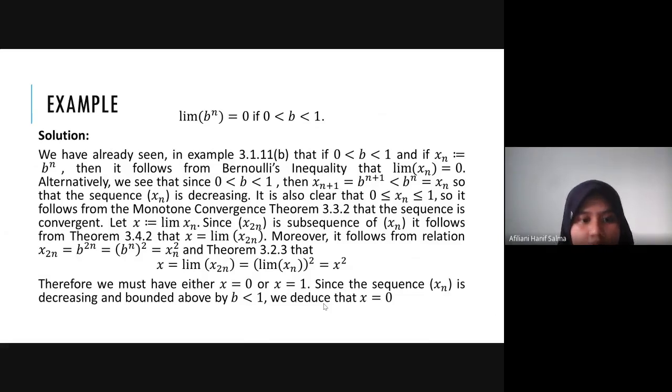Therefore, we must have either x = 0 or x = 1. Since the sequence x_n is decreasing and bounded above by b less than 1, we deduce that x is equal to 0.